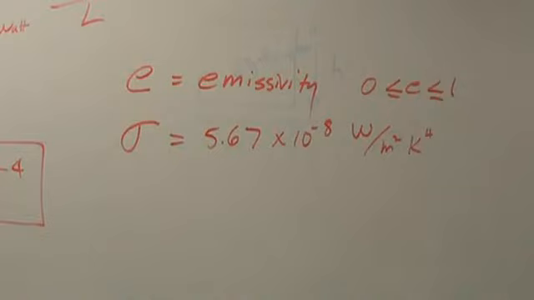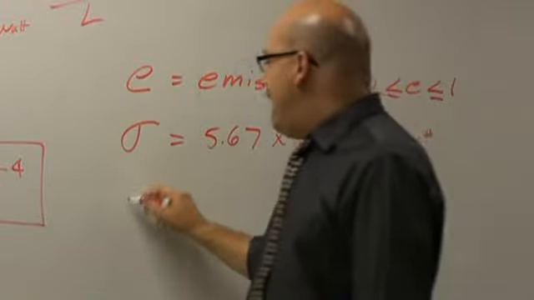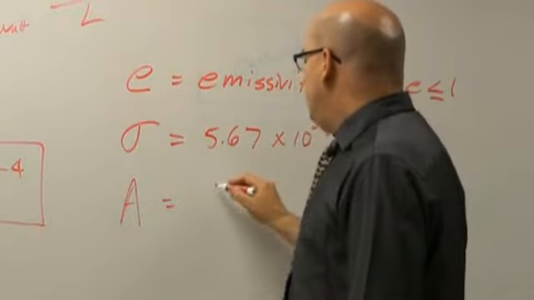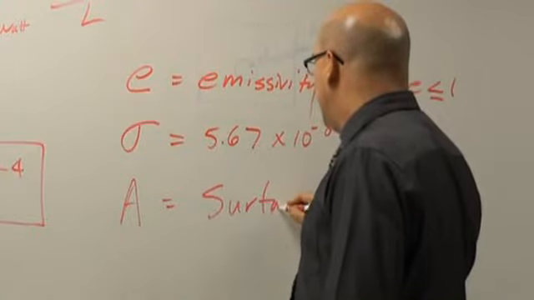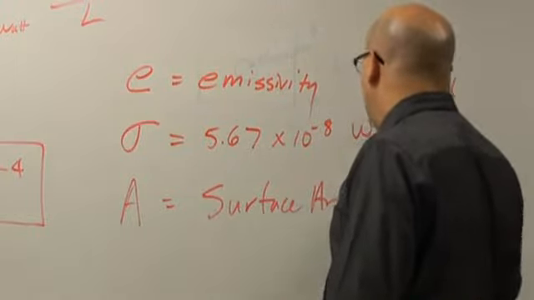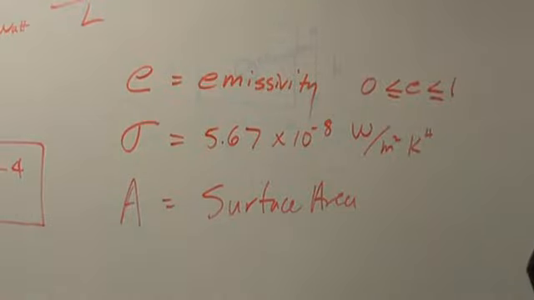And that's just a constant. So it's not a big deal. You just have to remember the constant or write it down. Okay, what's A? Area, it's a surface area. For instance, if we're talking about the sun, then we would be talking about the surface area of the sun, right? If we're talking about how much energy you're radiating away, we would be talking about your surface area. Okay?